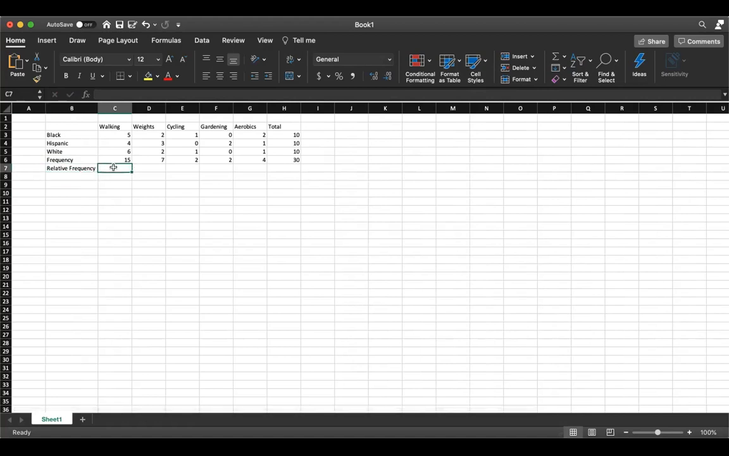Okay, relative frequency. I'm going to take each one of these frequencies and divide by their totals. 0.5, let's see if this works.